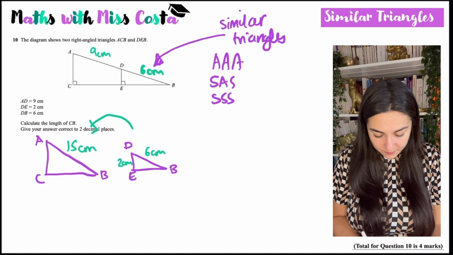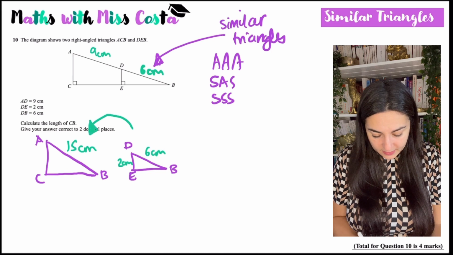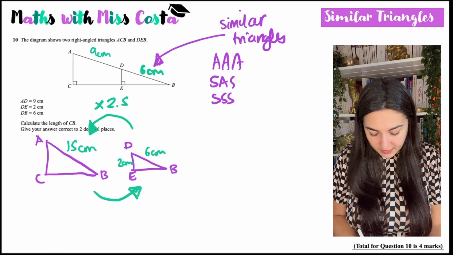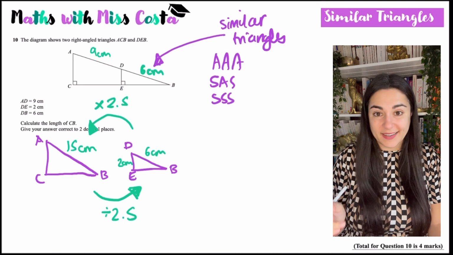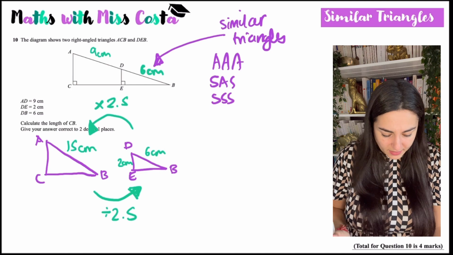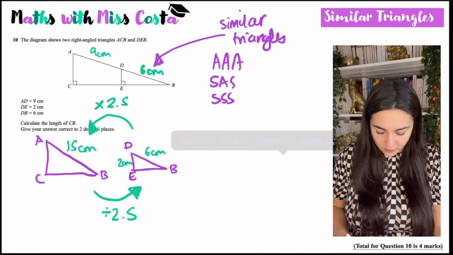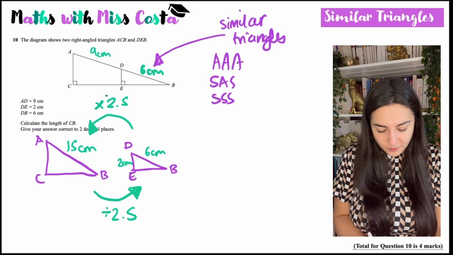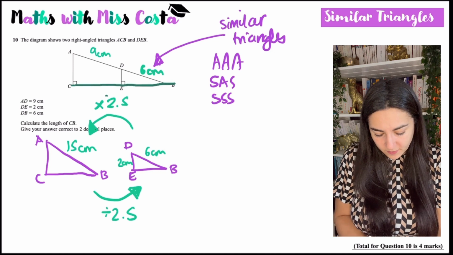So this shape is 2.5 smaller than this one. So to get from the small shape to the large shape, I multiply by 2.5. And to get from the large shape to the small shape, I'm going to divide by 2.5. That's the scale factor of enlargement. That's how many times larger the large shape is. I need to calculate the length of CB, which is this long bit over here.